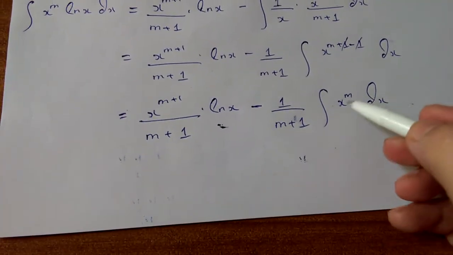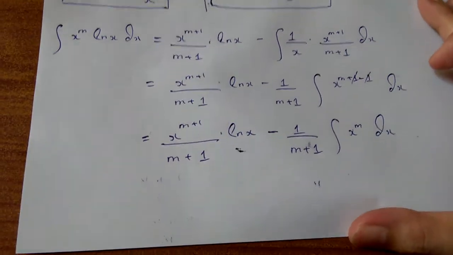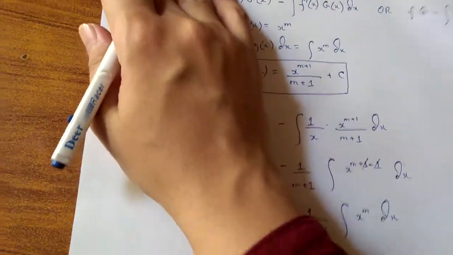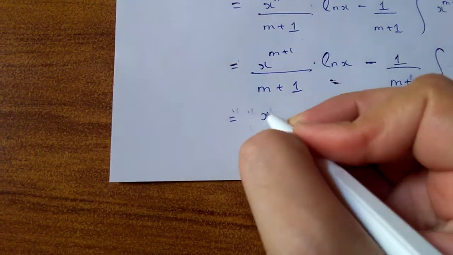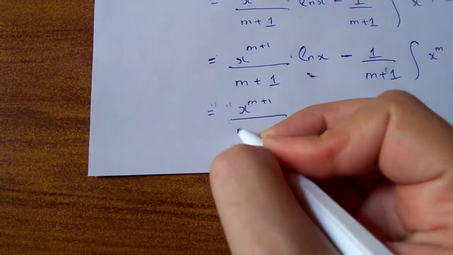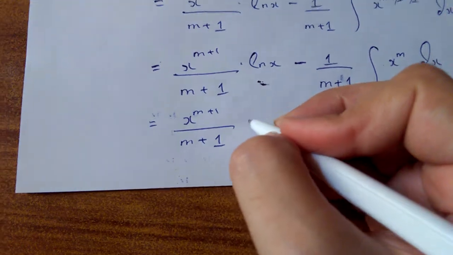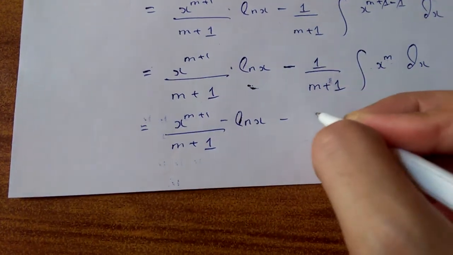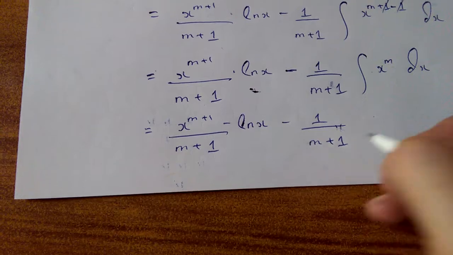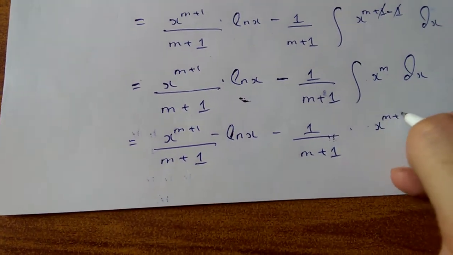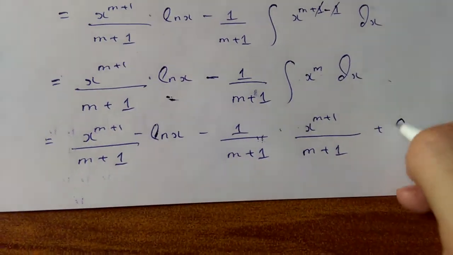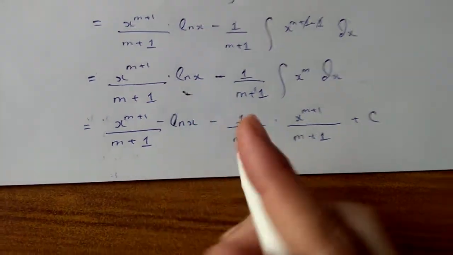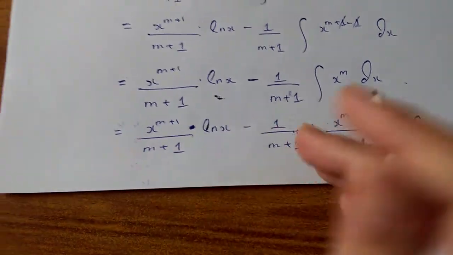And now just simply apply the formula of x power n over here. The integral of x power n is nothing but this. So that's how we have just obtained it. I'm sorry, there's a multiplication sign here.